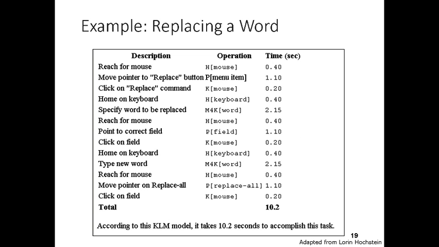Let's look at an example for replacing a word. If you're replacing a word, here is what the KLM model would look like. Reaching for the mouse, for example, would take you 0.4 seconds. We have all the same columns as the cognitive task analysis, and we even have the total amount of time at the bottom. So this is summing up what the KLM model is. It's at the keystroke level.